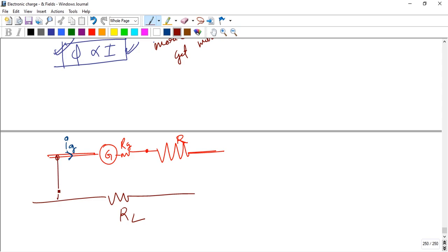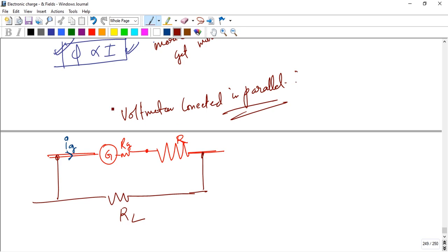Now we put a circuit load here. And one thing to remember: when I use the galvanometer as a voltmeter, it is connected in parallel. Voltmeter connected in parallel. So the load, the voltmeter is connected here, and that is the original circuit.